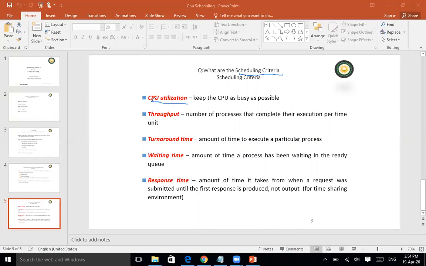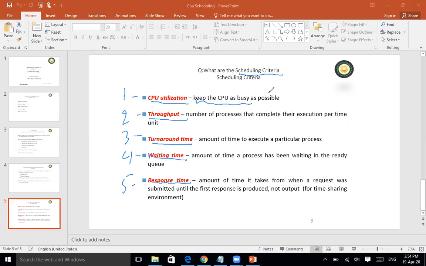Number 1, CPU utilization. Number 2, throughput. Number 3, turnaround time. Number 4, waiting time. Number 5 is response time. So we have 1, 2, 3, 4, and 5. So first, what is utilization? Utilization means we have to keep our CPU busy as much as possible. We don't want the CPU idle, meaning free. We want to make it busy.